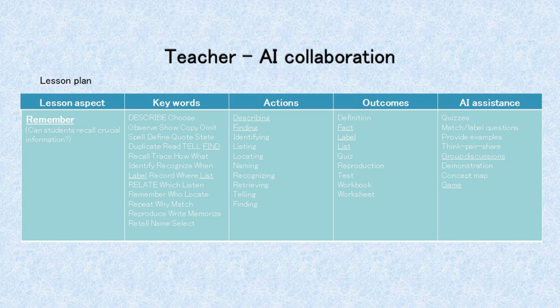Every aspect of a lesson contains a certain number of keywords, mainly verbs, that are used in instructions. Students are encouraged to reach a goal, find a fact, make a list, label, through those actions, describe something, find something, etc. AI Assistant can provide us with content and ideas for group discussions, games, and more.